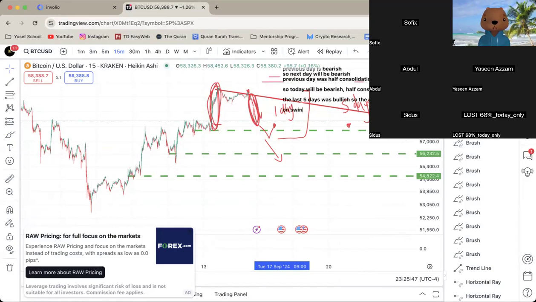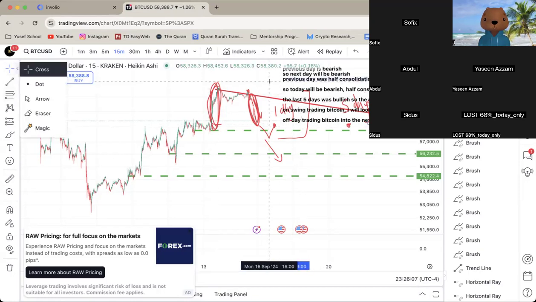So on swing trading Bitcoin, I will look for longs off support. Off day trading Bitcoin into the next 24 hours, I'll look for shorts. Nice and simple, right? Okay.